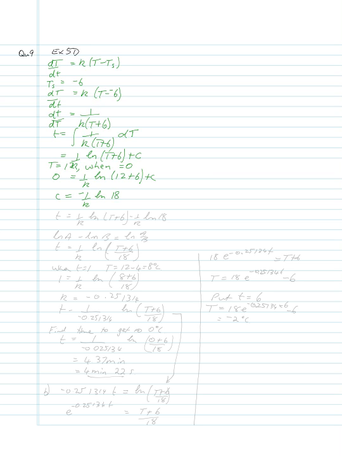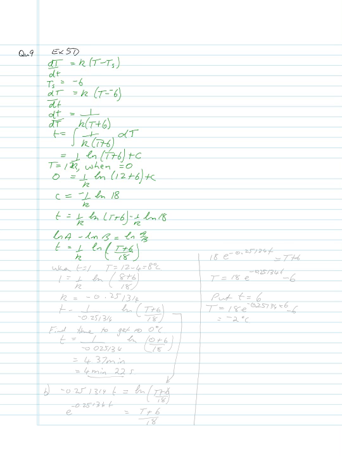So we can now go and say that the time is equal to 1 over k log(T + 6) minus 1 over k log 18. Now I can use my rule that log a minus log b is equal to log a over b. So I'm going to write that now as t is equal to 1 over k, because both the terms have k, and log (T + 6) over 18. So the next step is going to be to find out what the value of k is.